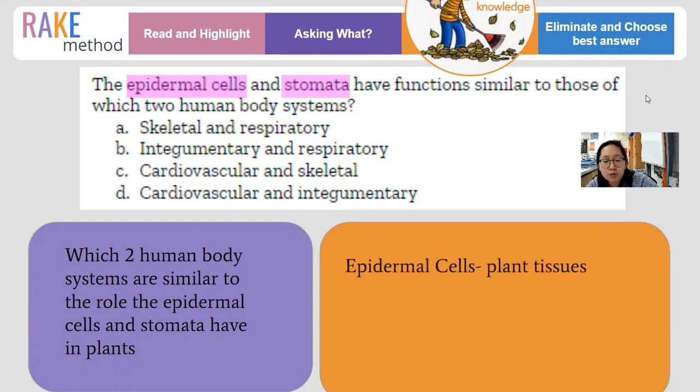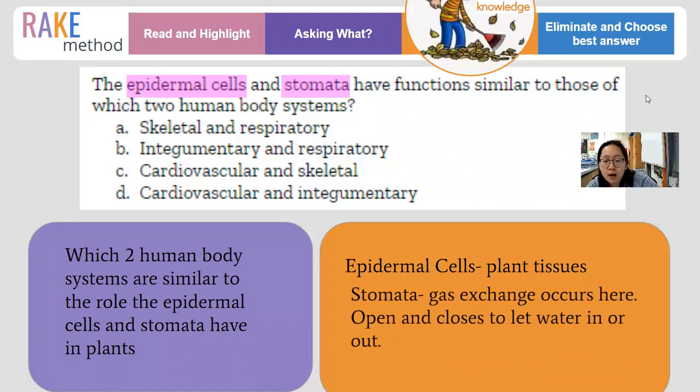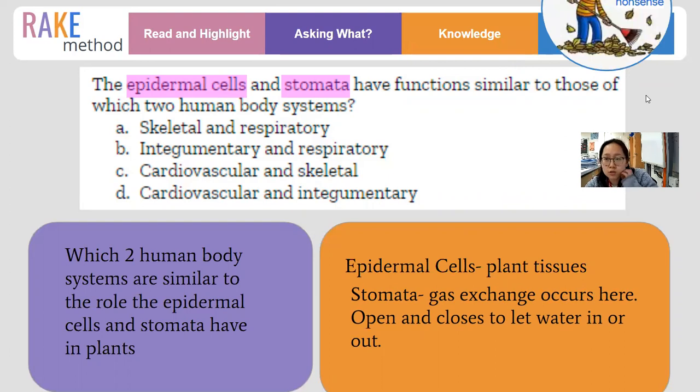And we know that epidermal cells are like plant tissues, and we know that stomata for gas exchange occur here. They open and close to let water in and out as well for plants. So we're going to go on to eliminate nonsense answer choices, where obviously we're talking about epidermal, outside skin type cells and stomata, which are also on the outside.